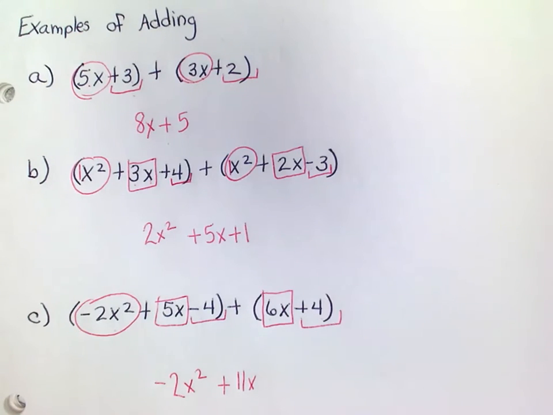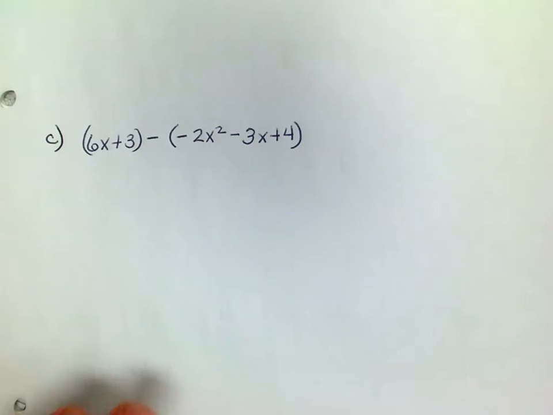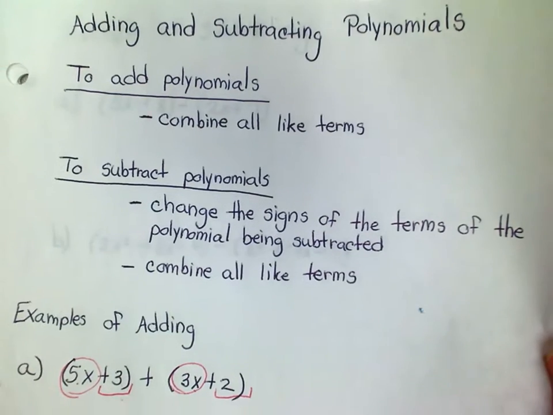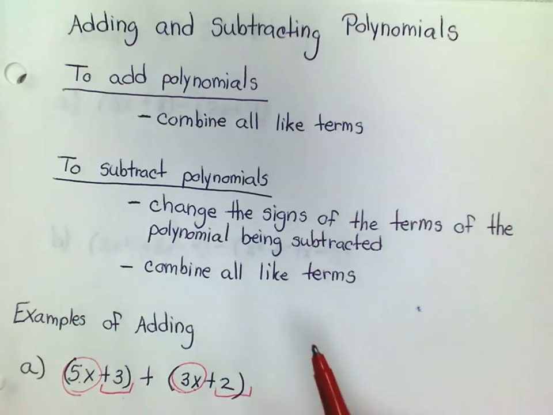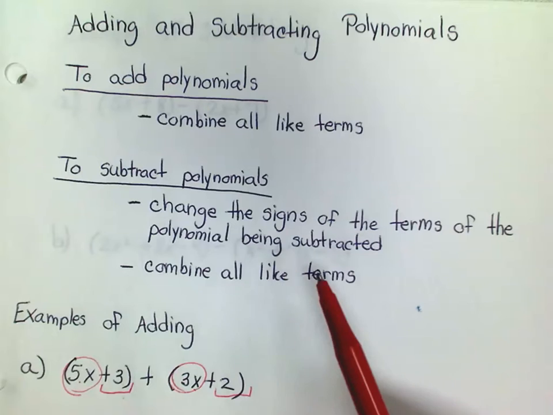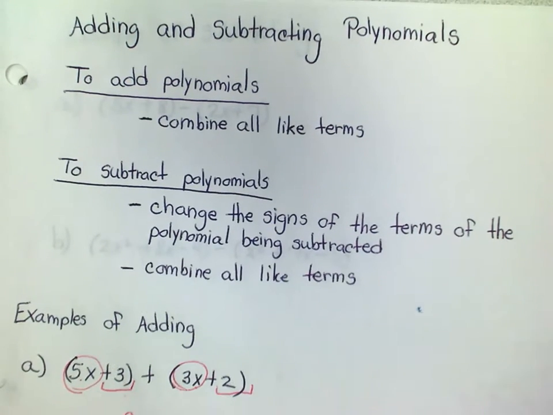Next, let's talk about examples of subtracting. We refer back to our notes from the beginning. It says to subtract polynomials, change the signs of the terms of the polynomial being subtracted, and then combine all like terms. So let's follow those guidelines.